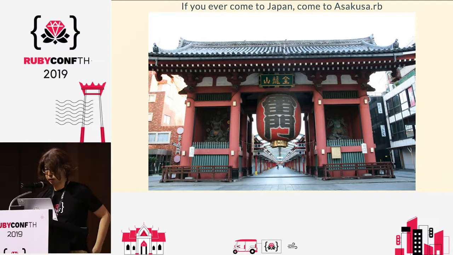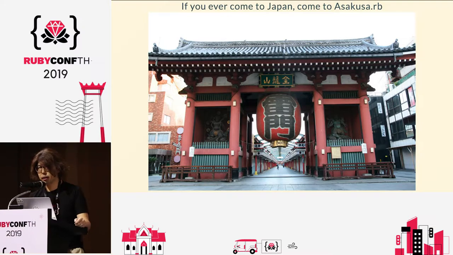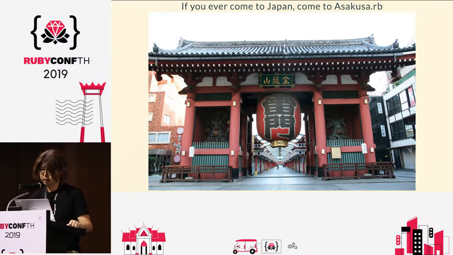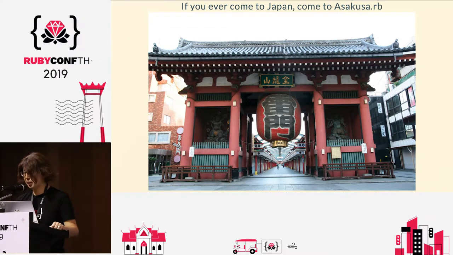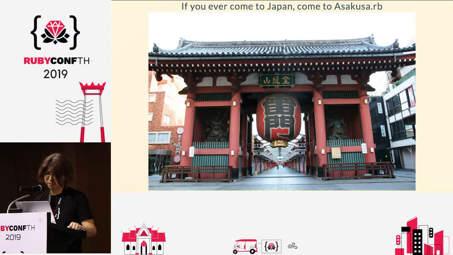Here is Asakusa. This is Kaminarimon. Kaminarimon is Thunder Gate. So if you ever come to Japan, come to Asakusa.rb.